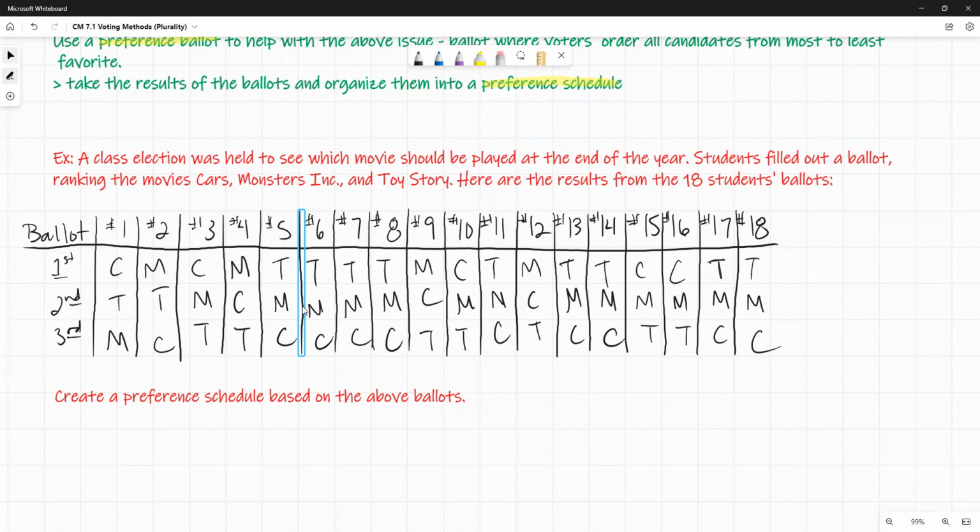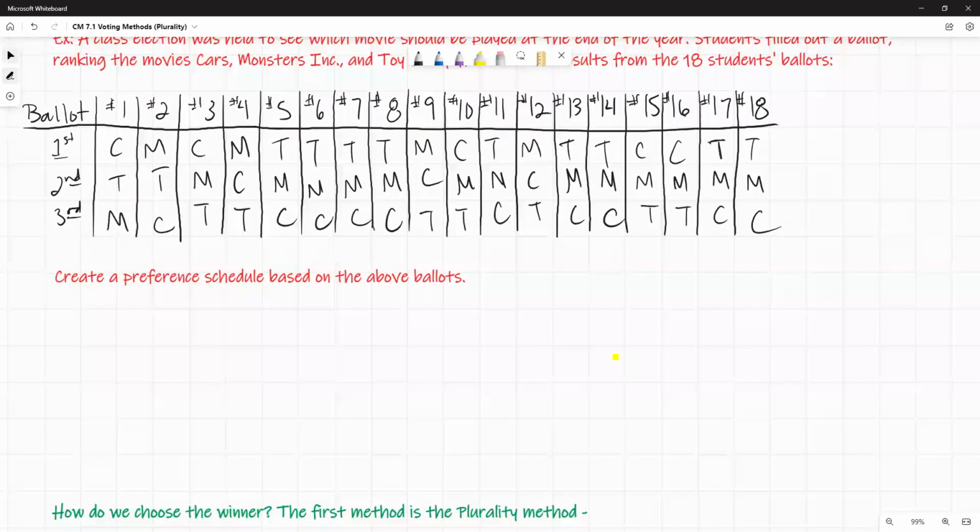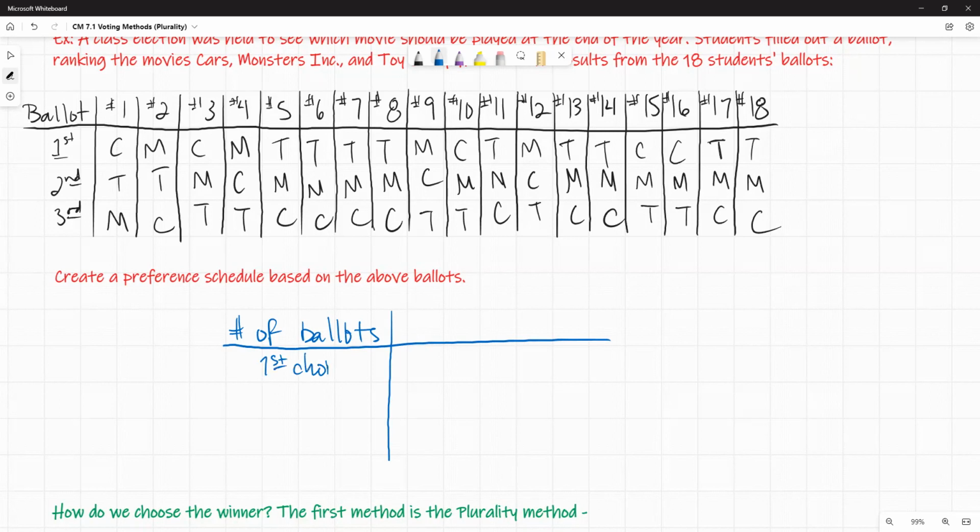Now we want to organize that into a preference schedule. Here's what a preference schedule looks like. It's another table, and the first row has the number of ballots, the number of people that chose that specific order. I'm going to organize this table based on the order the choices were preferred, so I'll have a row for first choice, second choice, and third choice. This will have more rows based on how many different choices were included on the ballot.